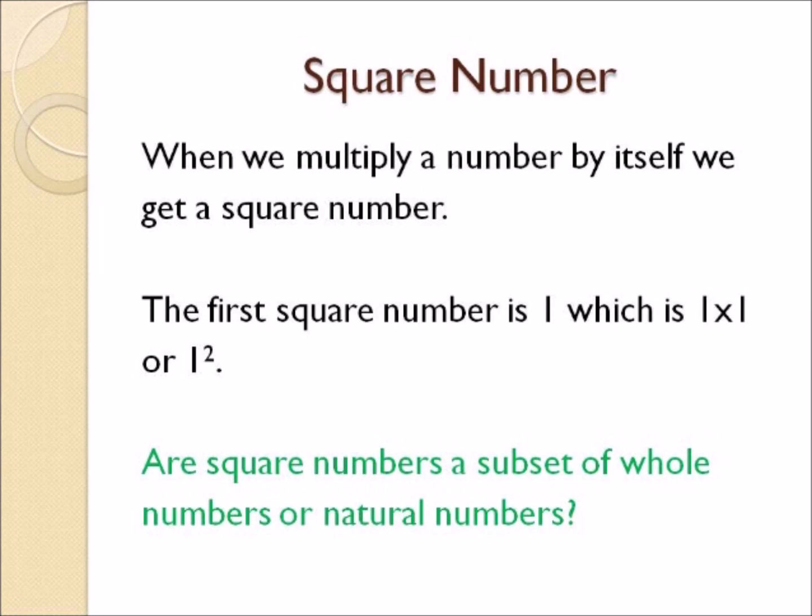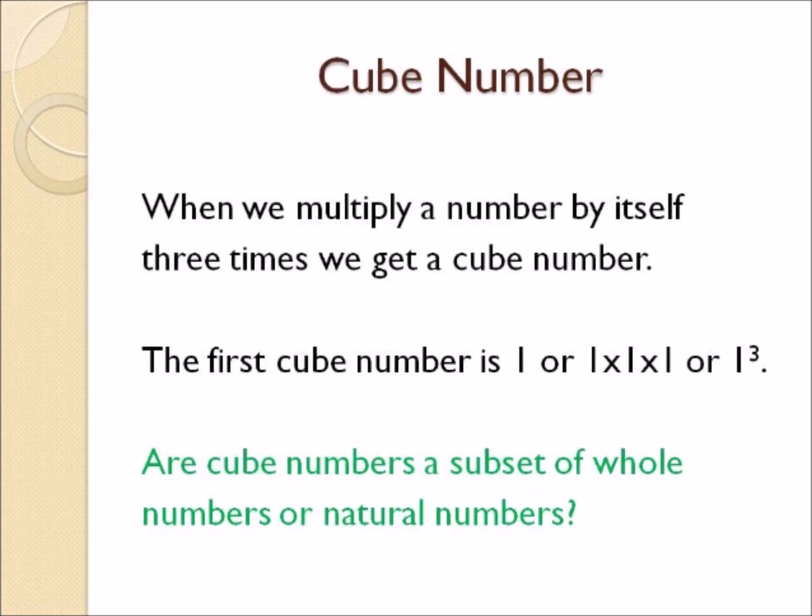Square number. When we multiply a number by itself, we get a square number. The first square number is 1, which is 1 times 1 or 1 squared. Our square numbers are a subset of whole numbers or natural numbers. So the square numbers are 1 times 1, 1; 2 times 2, 4; 3 times 3, 9; 4 times 4, 16; 5 times 5, 25, and so on. The first one is 1, so it has to be a subset of natural numbers.